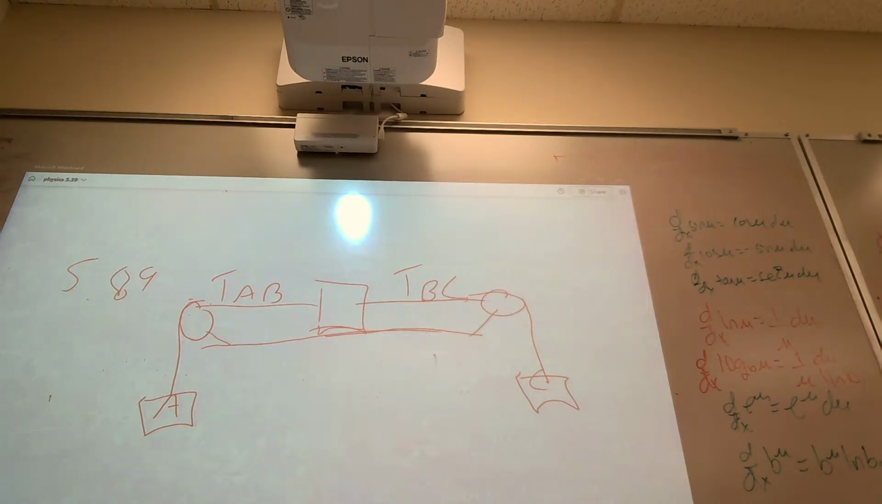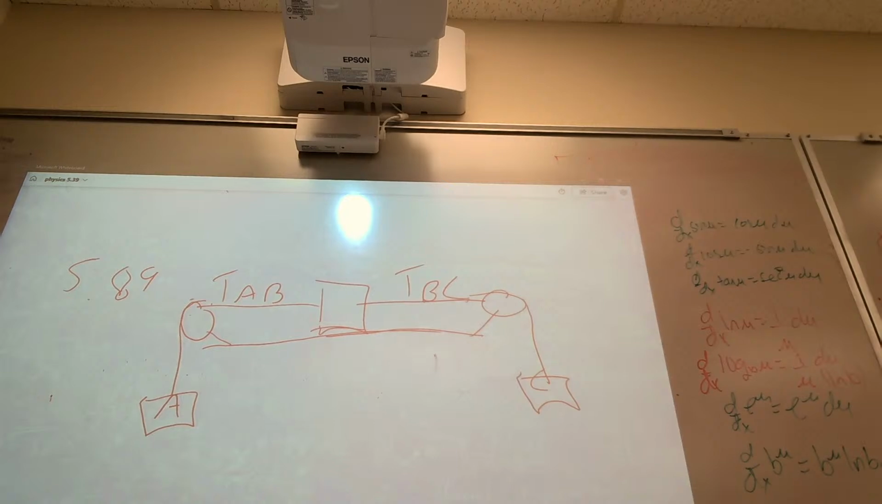How do you tell if it's a negative in there? If it's moving down, your acceleration is negative. If it's moving up, it's positive. If it's accelerating to the right, that's positive. If it's accelerating to the left, that's negative.